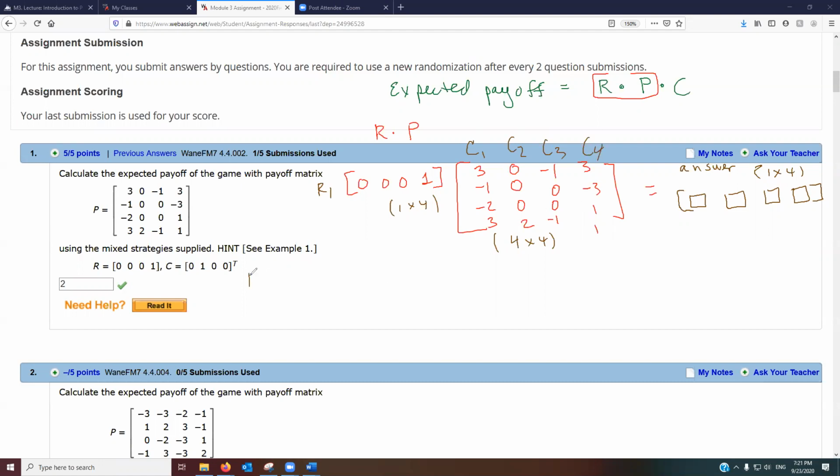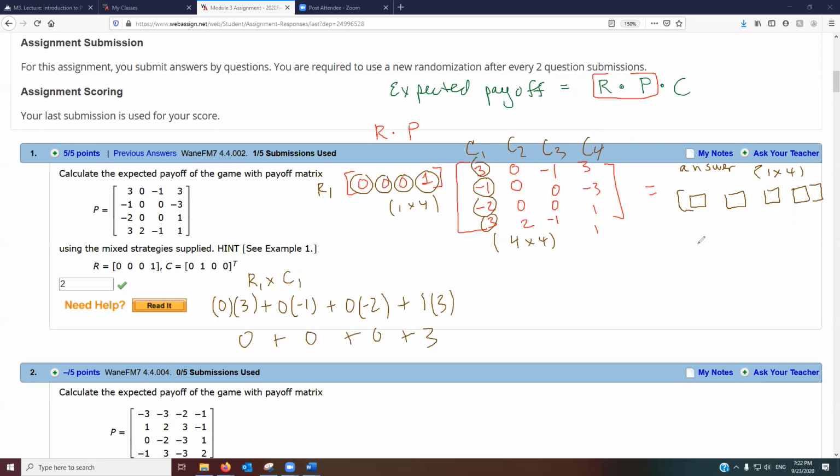All right, so let's do it. R1 times C1. Here's the good news. These zeros in R1 are going to make the multiplication easy because it's going to be 0. I'm going to start here with 0 times 3. But of course, that's just a 0. I'm going to write it out just to show the multiplication. So I'm going to start out with 0 times 3, 0 plus 0 times negative 1, plus 0 times negative 2, plus 1 times 3. All right, well, this is a 0, a 0, a 0, and a 3. So I'm getting a 3 here. So this was R1 times C1.